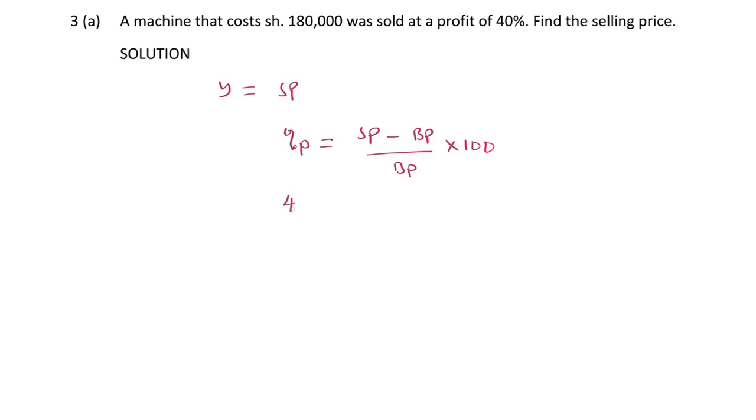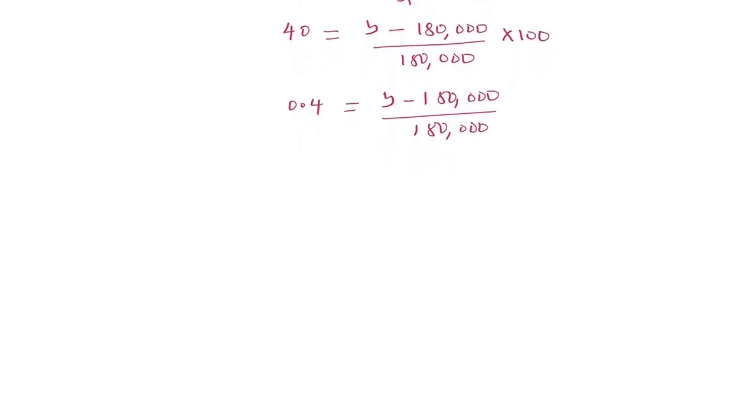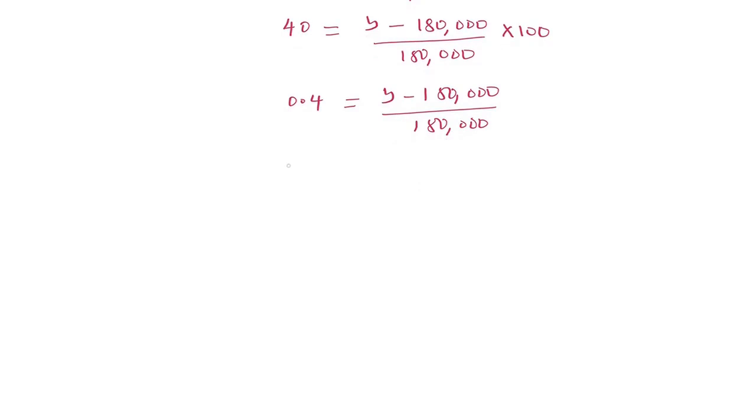We are having 40 equals Y minus 180,000 over 180,000 times 100. Okay, so next we are going to divide by 100 both sides. Then our equation is going to be 0.4 equals Y minus 180,000 over 180,000. Okay, so next we are going to multiply by 180,000 both sides. Then our equation is going to be 0.4 times 180,000 equals Y minus 180,000.